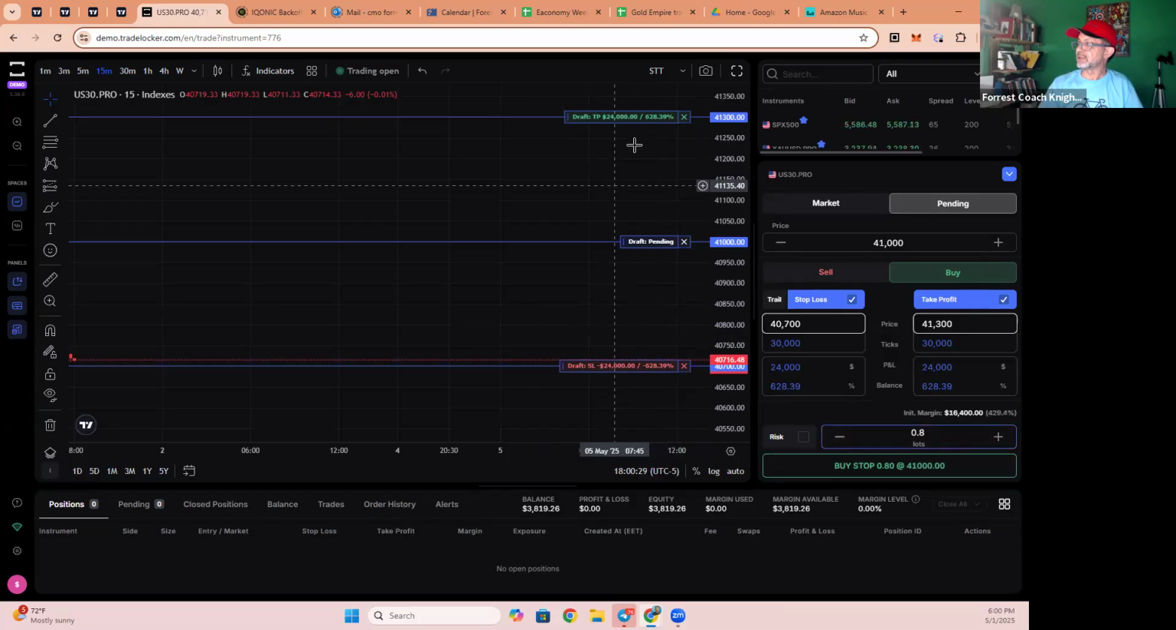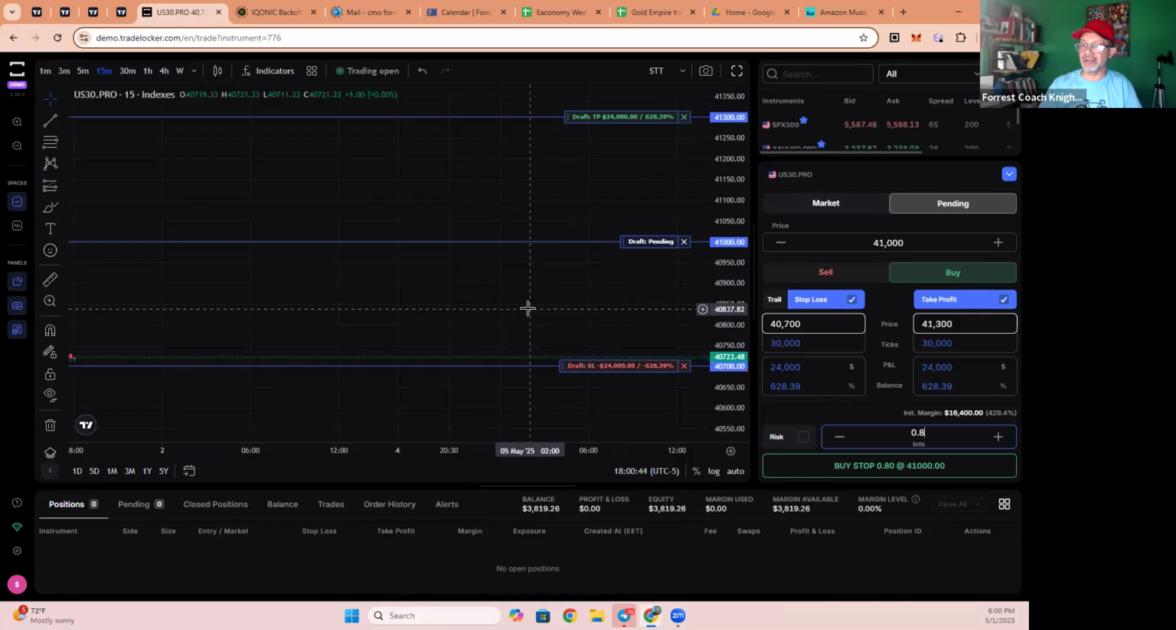0.8 lot size is $24,000. If I win 20, if it goes in my direction, it's $24,000. Am I okay with losing $24,000 on a $3,000 account? It's not even going to work. The broker's going to tell me, you don't have enough money. There's not enough margin, right? If I have a $25,000 account, am I okay with losing $24,000? If I have a $50,000 account, am I okay with losing 50% of my account?